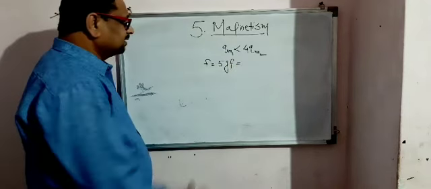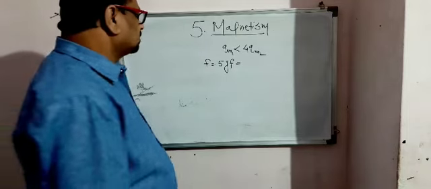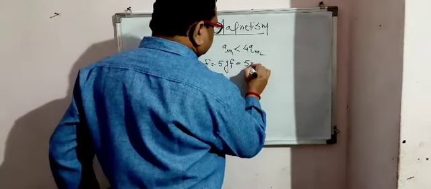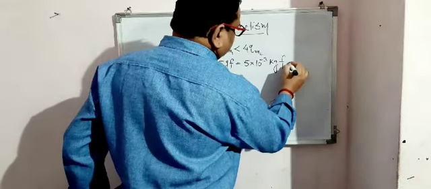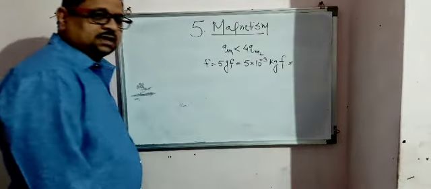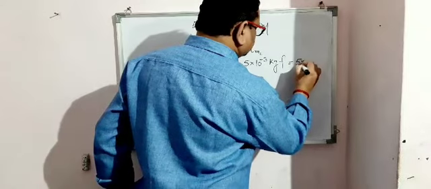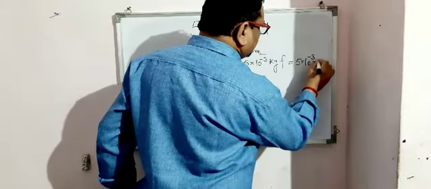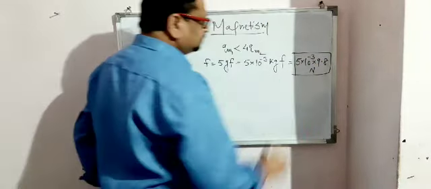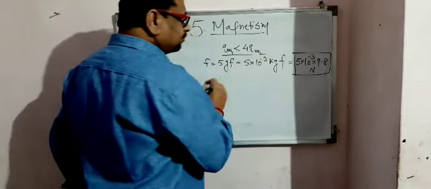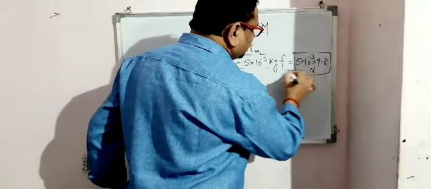Now, this can be converted into kilogram force. First of all, we have to convert it to kilogram force. What will happen? 5 into 10 to the power minus 3 kilogram force. And again, this can be converted into Newton by multiplying by 9.8. So 5 into 10 to the power minus 3 into 9.8 Newton. This is one of the important statements given in the numerical, and this is another statement, and the conversion we have made like this.